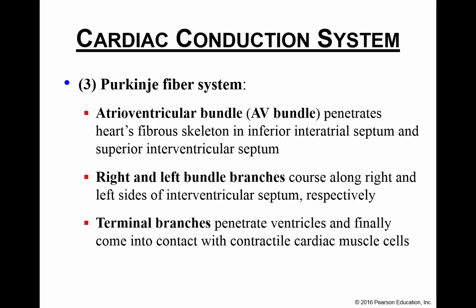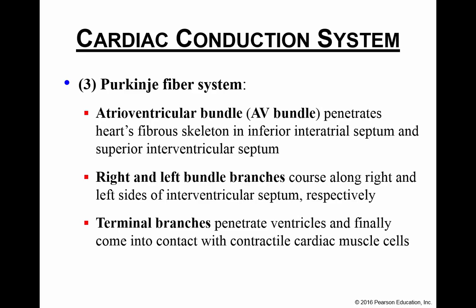The Purkinje fiber system includes the atrioventricular bundle, or the AV bundle, and that penetrates through the fiber skeleton of the heart and goes into the inner atrial septum and the top part of the interventricular septum. And then the right and left bundle branches go on down both sides, the right and the left, of that interventricular septum, and the terminal branches come up around the other sides and kind of penetrate through the ventricles.